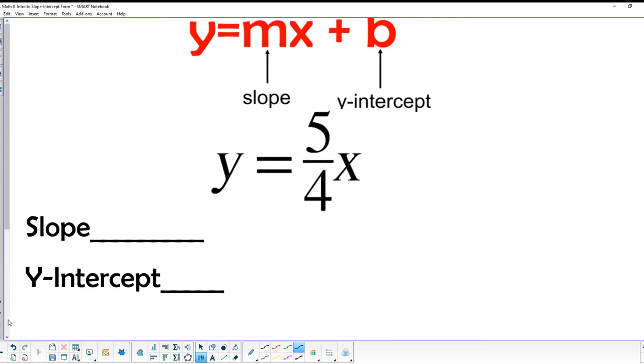Okay, how about this one? Well, the slope is the number in front of x. So we have a 5/4 in front of x. And then over here, there's no number for the y-intercept. That means the y-intercept is 0, so we just put down 0. And that means that this graph would actually cross right through the origin of the graph as it's going across there diagonally.